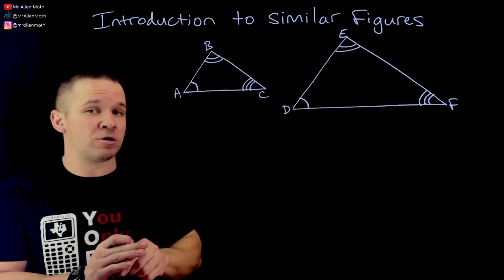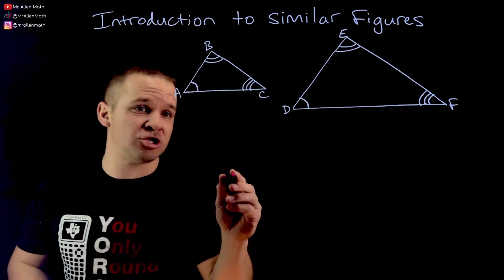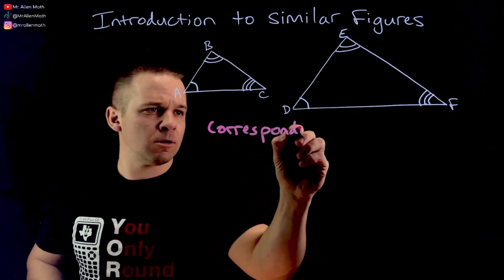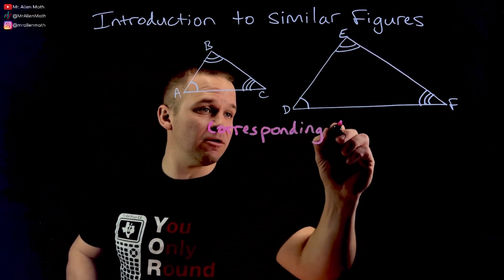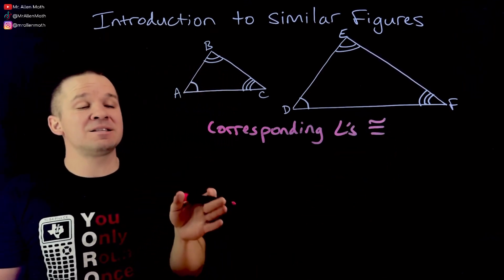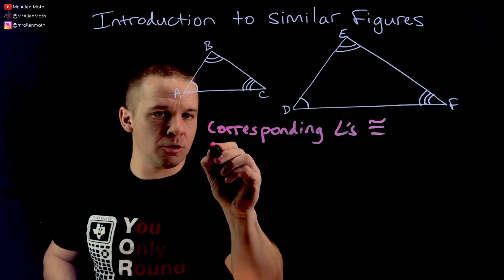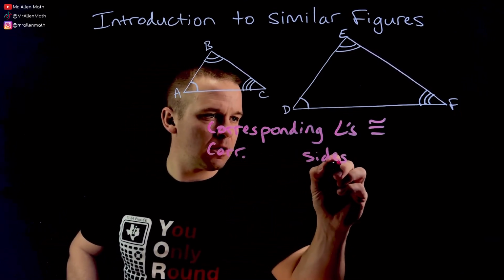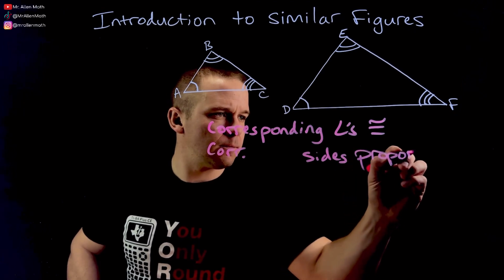The angles, the corresponding angles, need to be congruent, so let's jot that down. Corresponding angles congruent, and the corresponding sides need to be proportional. So corresponding sides proportional.